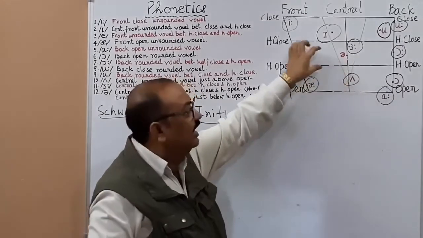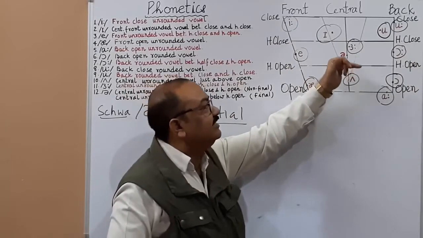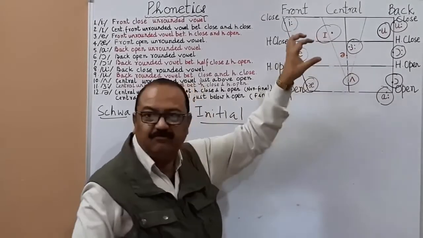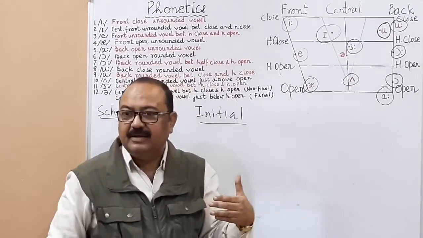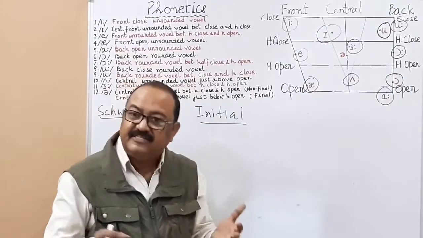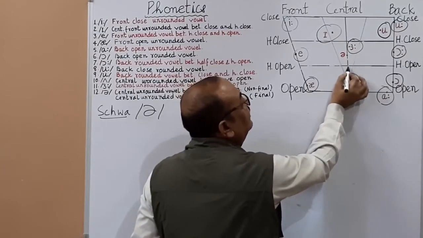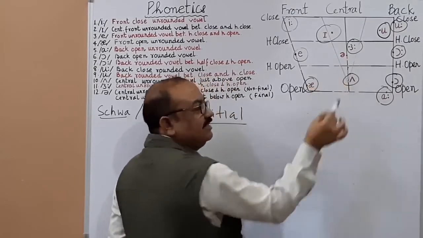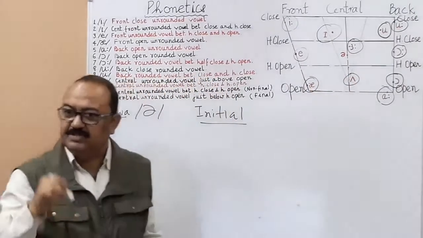This is half closed and this is half open. I say that this is a central, unrounded vowel, occurring between half closed and half open position in non-final. Non-final means when it occurs initially or medially. But when it occurs in the final position, like in words like father, sister, the position changes. It comes somewhere here, just below half open position.